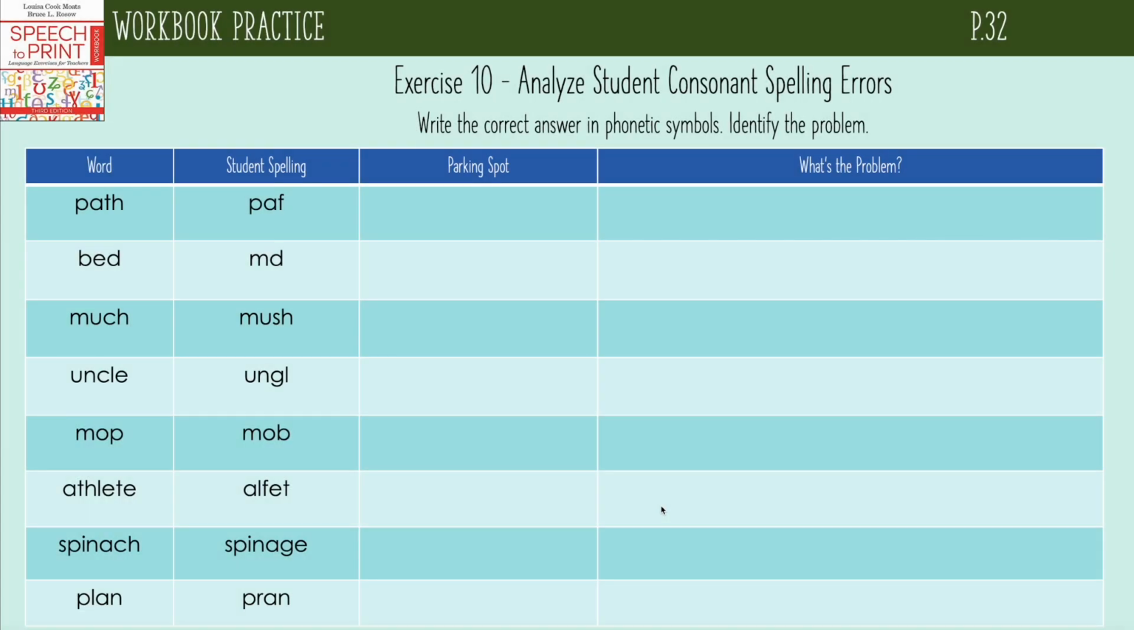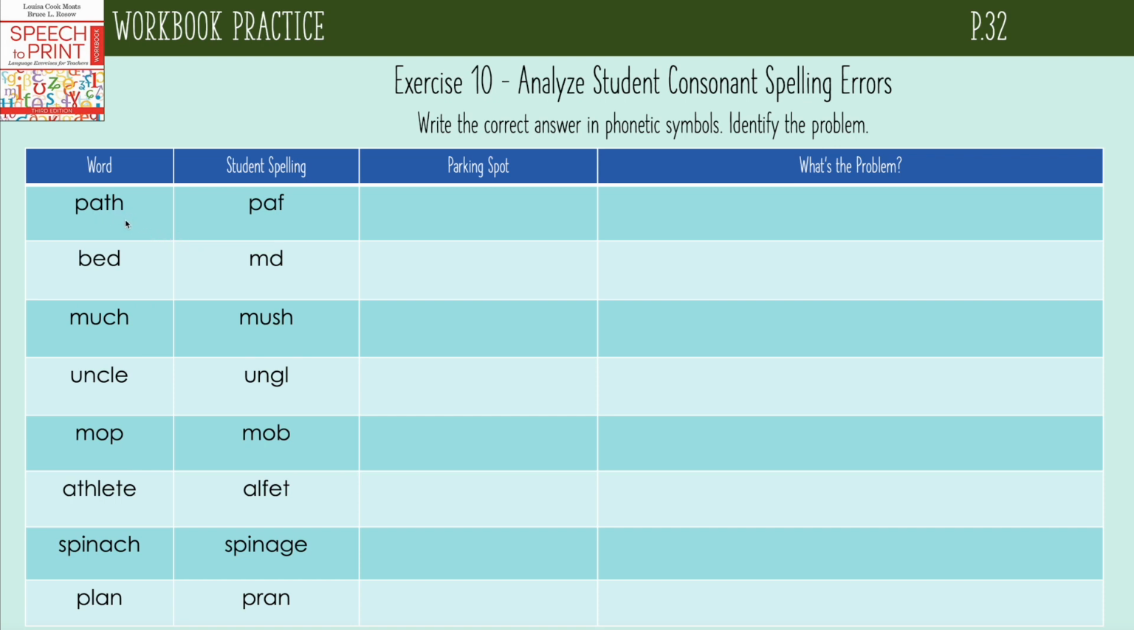Welcome to Chapter 2. Something I forgot to include in the last video was this practice looking at spelling errors and the consonants. So let's use what we learned in the last video about the consonants and their distinctive features, and let's see if we can analyze what's happening in the student's head with their spelling patterns.